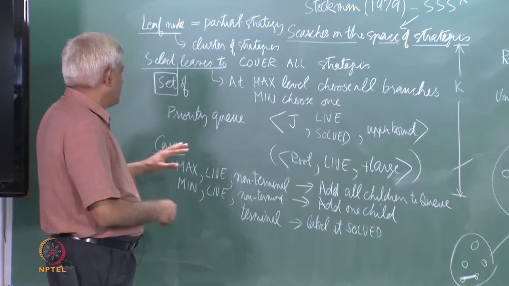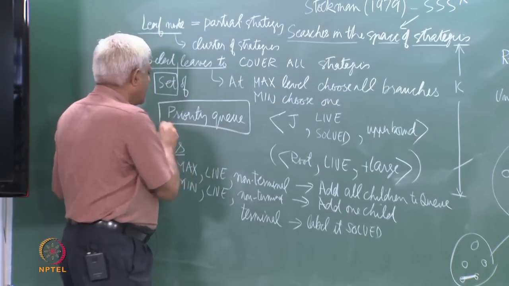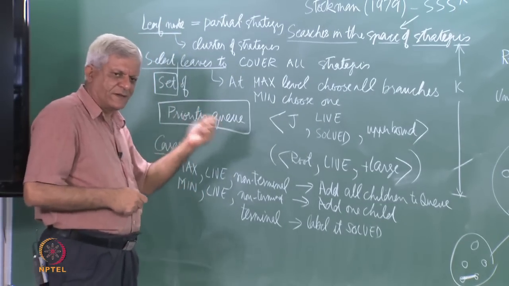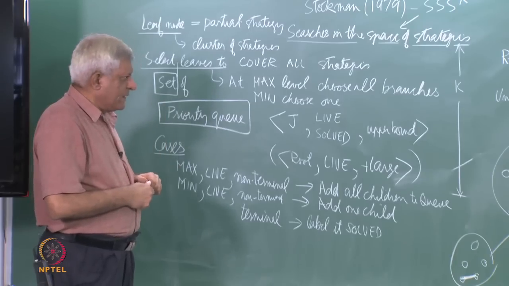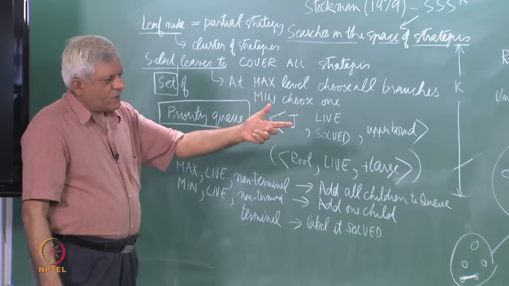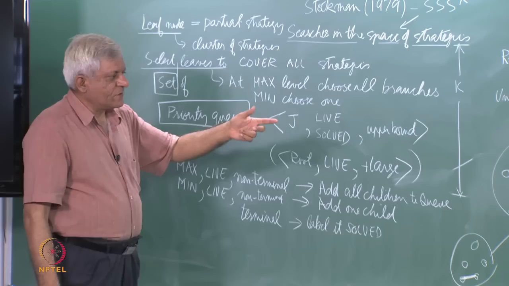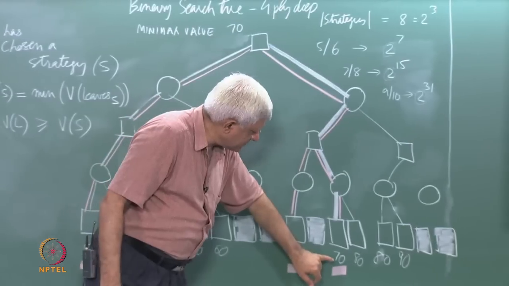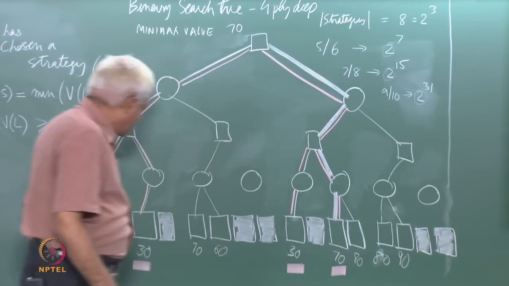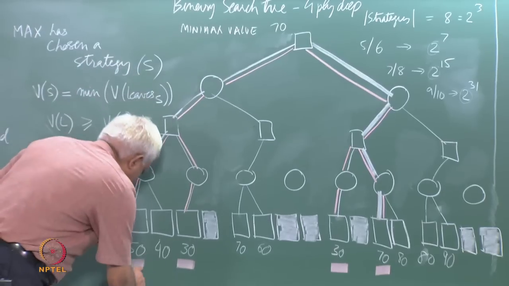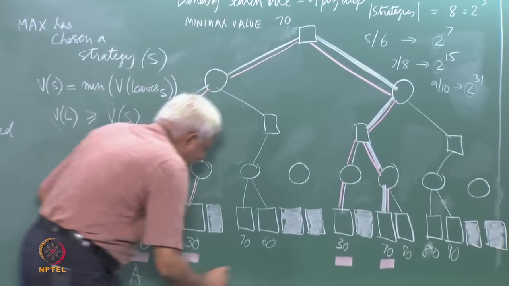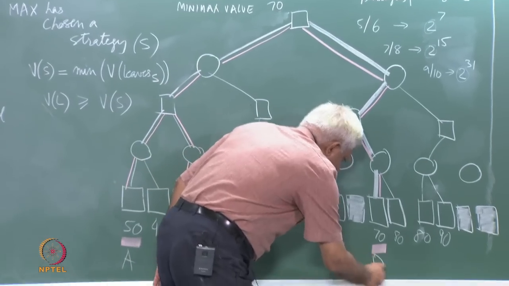We always pick, so it is a priority queue, so I do not need to repeat that, we always pick the node at the head of the queue. So, once we have these 4 solved nodes in the priority queue, the next node that will get picked up is this 170, 1 with 70. So, these represent 4 clusters, let us call them A, B, C, D.